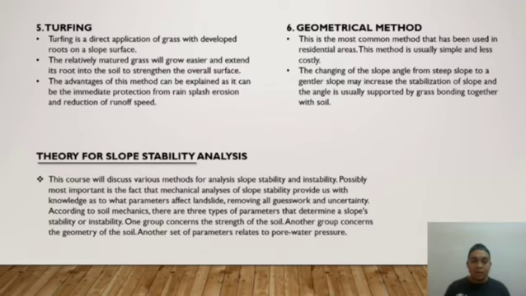Then, the theory for slope stability analysis is discussed. We will discuss various methods for analyzing slope stability and instability. Possibly most important is the fact that mechanical analysis of slope stability provides us with knowledge as to what parameters affect landslides, removing all guesswork and uncertainty. According to soil mechanics, there are 3 types of parameters that determine slope stability or instability.